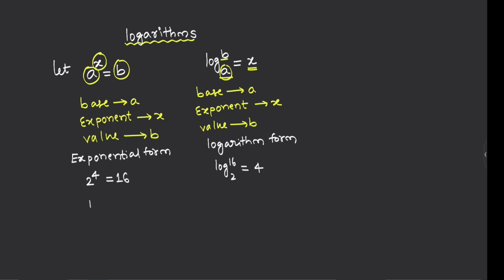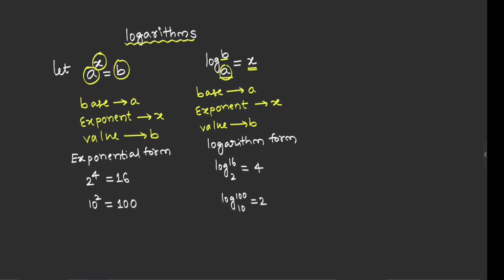We know 10 to the power of 2 is equal to 100. Meaning, when you raise 10 two times, we get 100. Now in logarithmic form, the question will become, how many times should 10 be raised to get 100? 2 times. This is the logarithmic form.